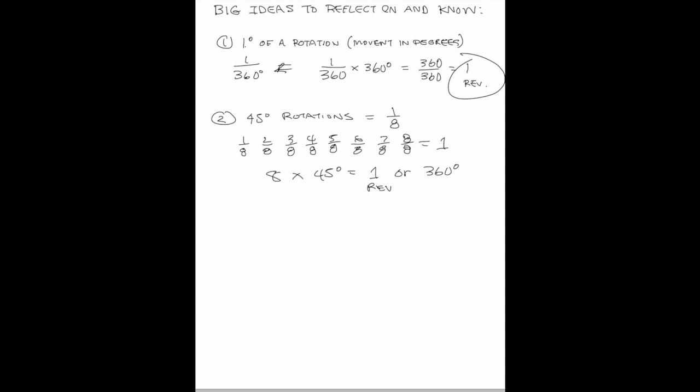In the same manner, if we think about quarters, we know that's a benchmark or a special angle. So 90 degrees of a rotation is equal to 1/4. So 1/4 times 4, we know is going to be 4 over 4, which is 1 revolution.